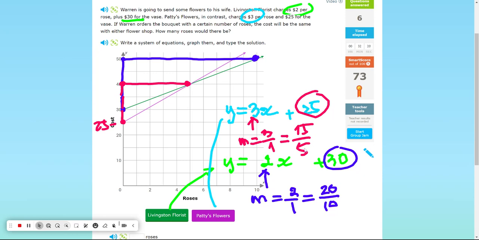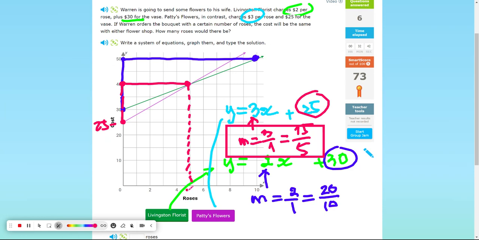Okay? So make sure you got your fraction. Your fraction is the same. You see here? 3 over 1, that's the same as 15 over 5. So you can see we're done here. The value is the same over here when they have 5 roses, and the cost will be $40.